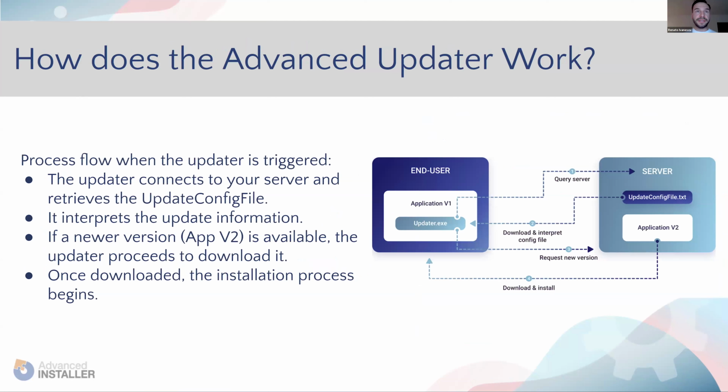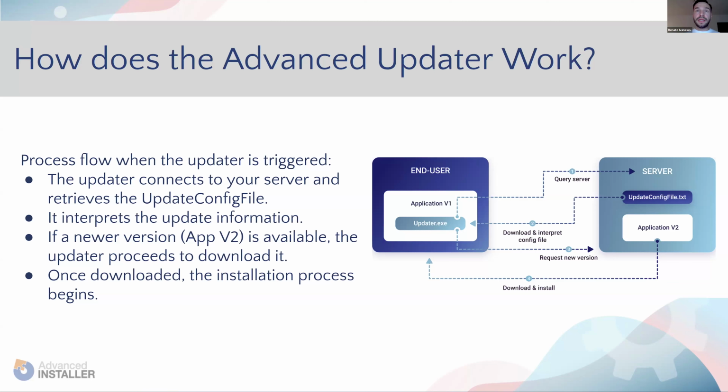Now, let's break down how the updater works step by step, and then we will make a demo to better understand the process. The update mechanism involves four essential components. We have the application v1, application v2, the updater, and the update configuration file. And now let's briefly clarify their roles.